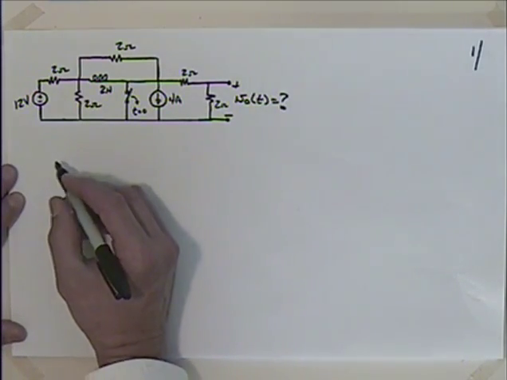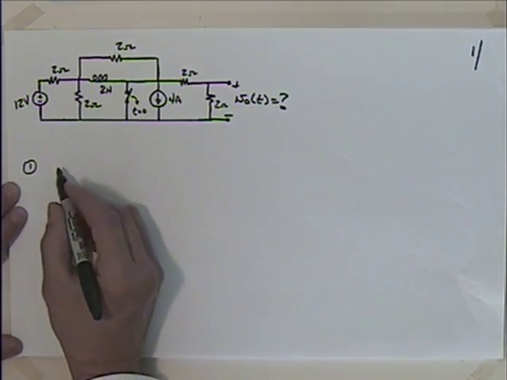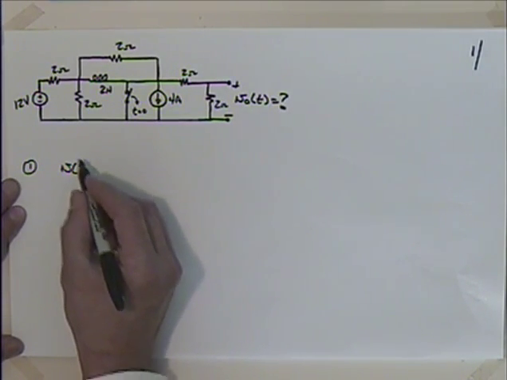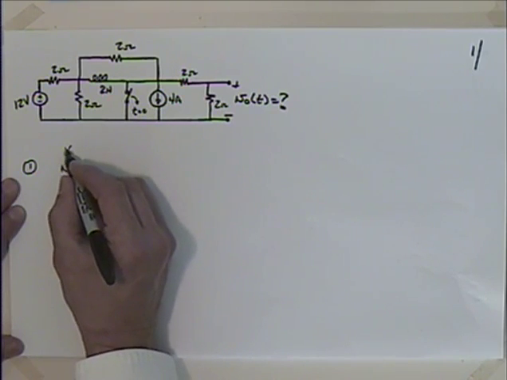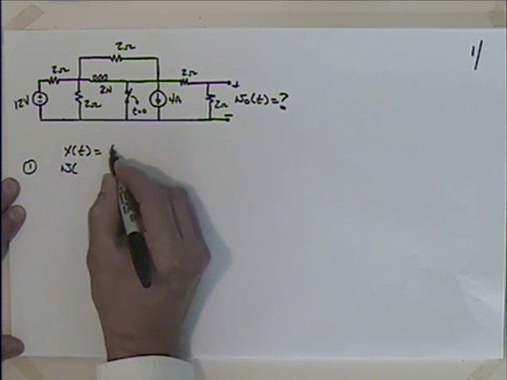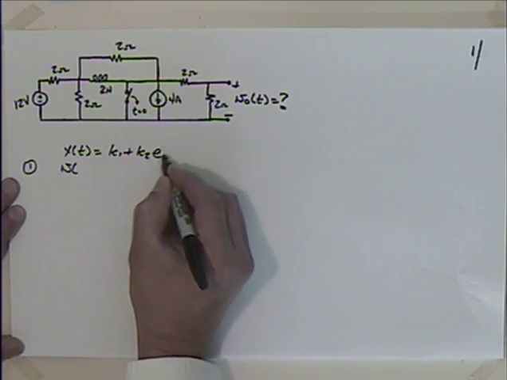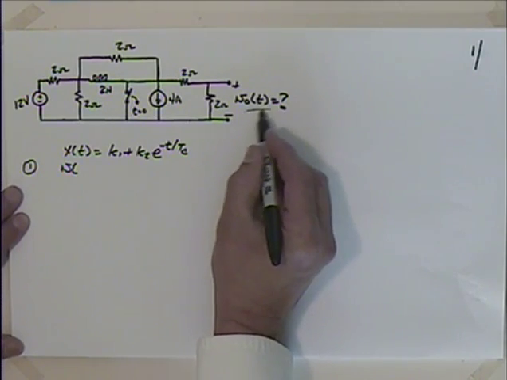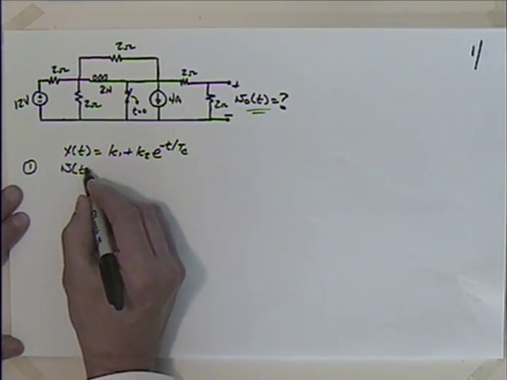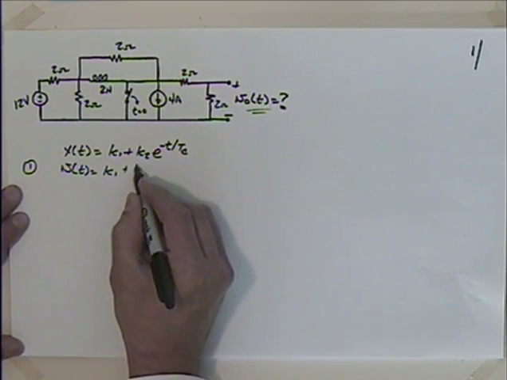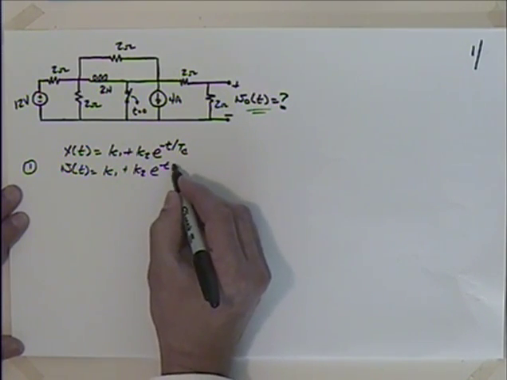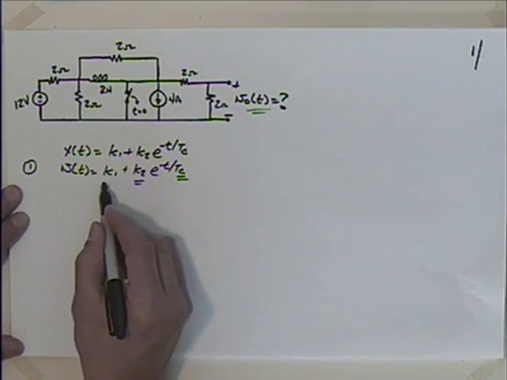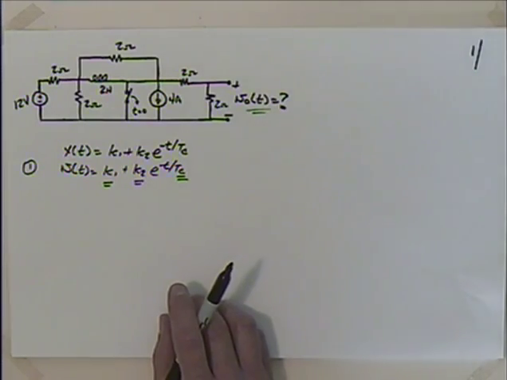Well, let's go ahead and get started with it then. Step number one would be to say that the solution is of the form x of t equals k1 plus k2 e to the minus t over the time constant, and we could then customize this for our problem. We're looking at the voltage, so the voltage as a function of time would be equal to k1 plus k2 e to the minus t over the time constant. Again, our task is going to be to find the time constant, k2 and k1.